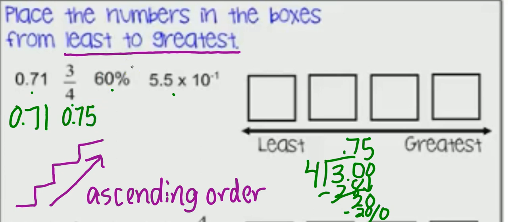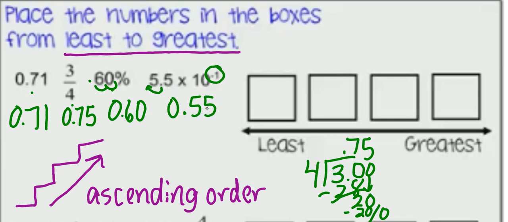And then 60% as a decimal. Remember, when I'm going from percent to decimals, I'm thinking of this as 60/100ths. So 60/100ths means I need to move my decimal point 2 places to the left because I'm dividing by 100. So this is going to be 0.60. And then our last one, we have it in scientific notation. So we need to go ahead and move our decimal point. We have a negative 1, so we're going to move it over 1 place to the left. So this is going to be 0.55.